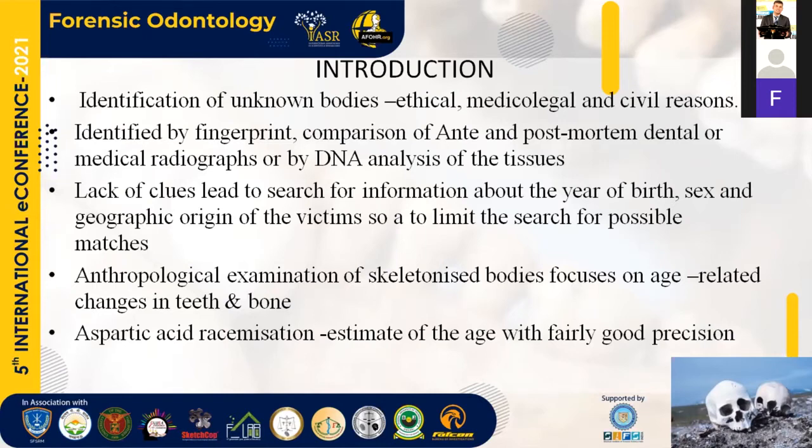So anthropological examiners examine the skeletonized bodies and they focus on the changes primarily that are seen in the teeth and the bone. Based on the age-dependent alterations in human tissues, it gives an estimate of the person's age usually at death. Now these different morphological methods, though they are still used today, give an error of about plus or minus 10 years. Next comes the aspartic acid racemization technique, which is better.